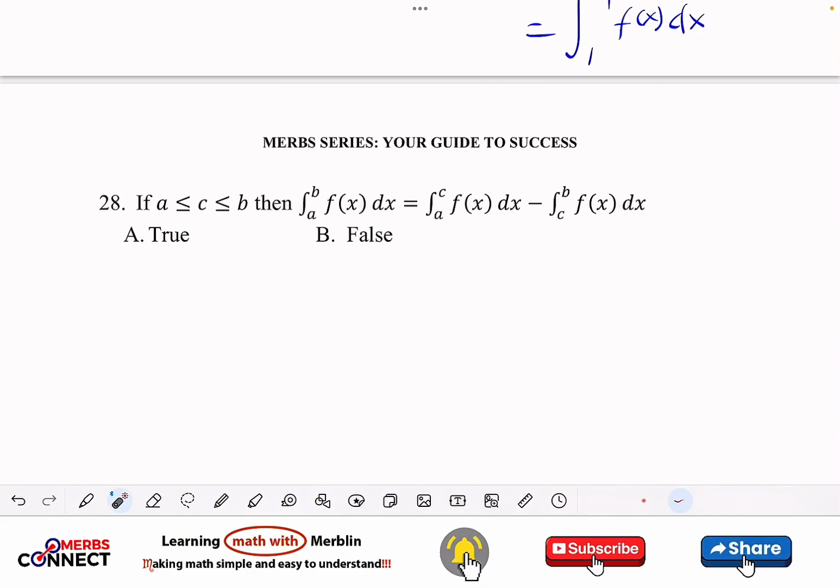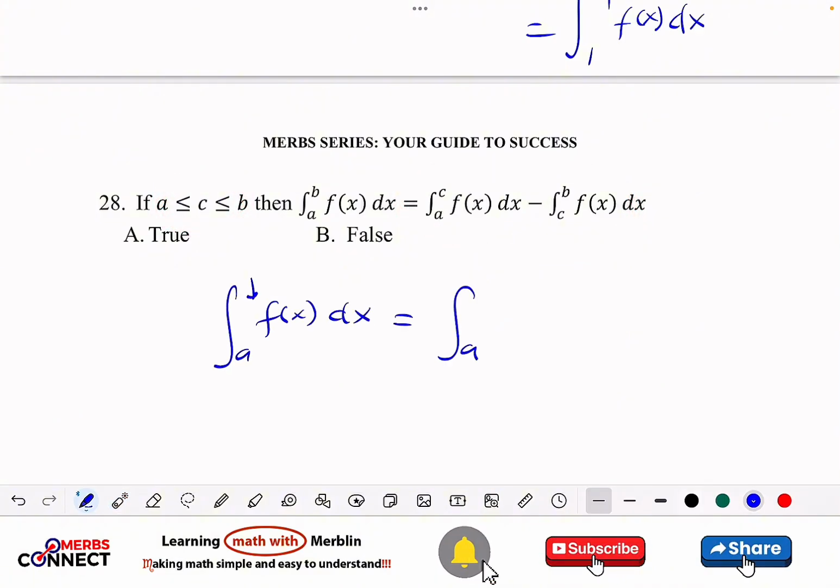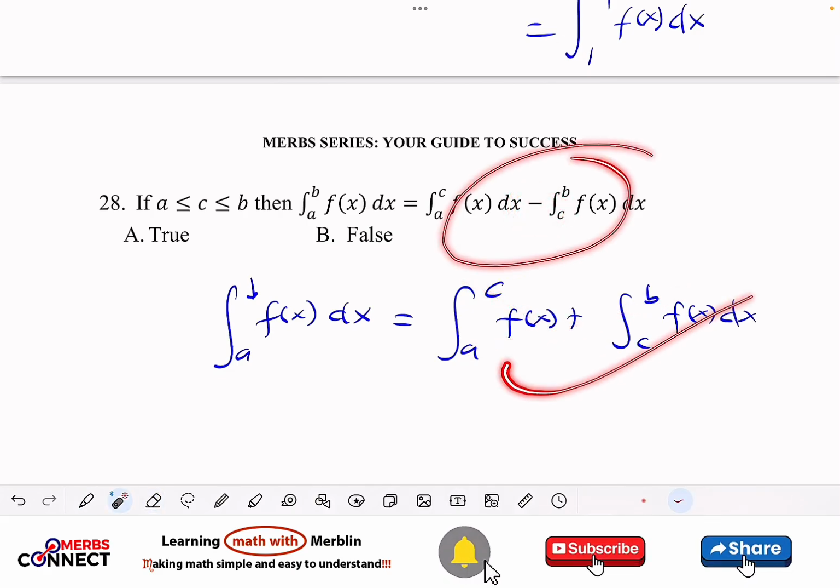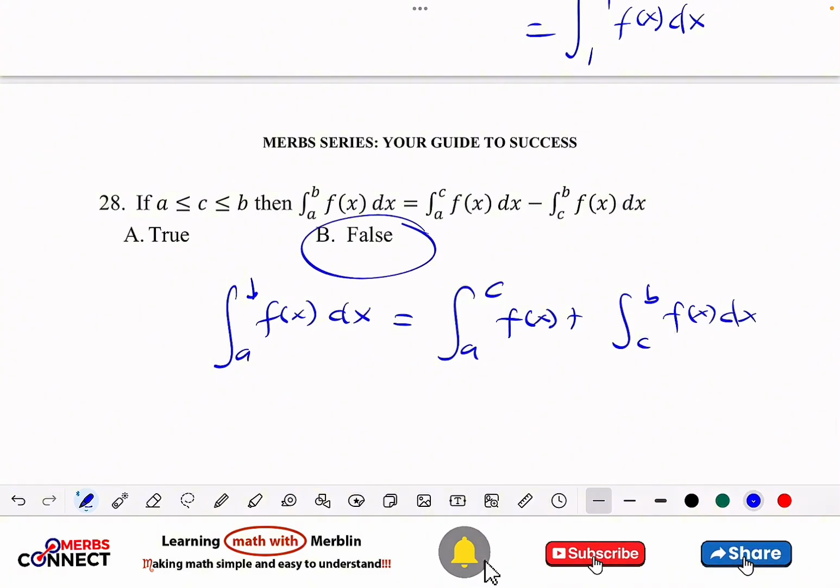So the question is saying that if we have C in between A and B, then this is the same as this, true or false. Okay, so if this one is in between this and this, then the integral from A to B of f of x can be written as from A to C of f of x plus from C to B of f of x dx, not minus. So this is true, but this is false. So we are going to choose B to be the final result for this one.